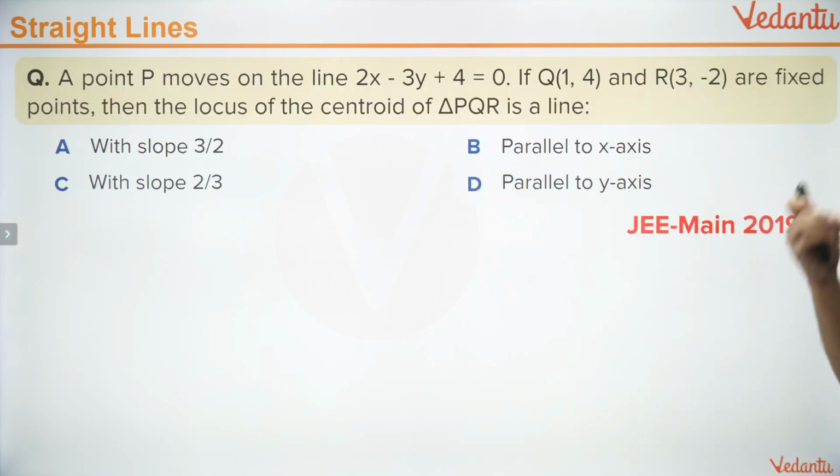Now look at this problem. If P moves on the line this, and if Q and R are fixed points, then locus of the centroid of triangle PQR is a line. Let's do this.